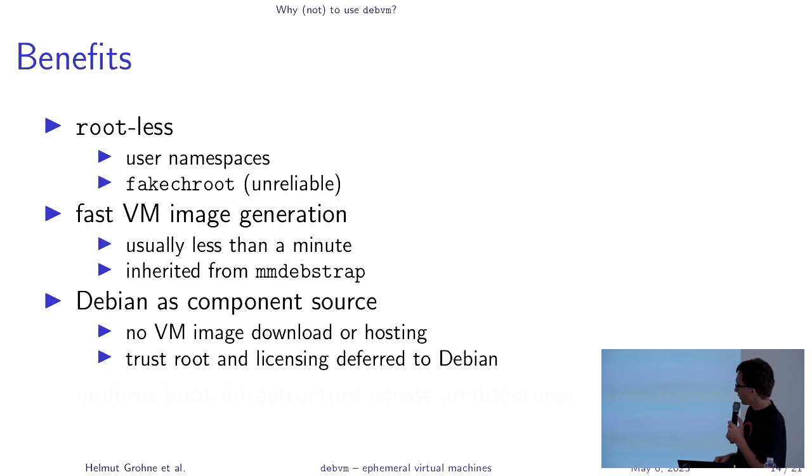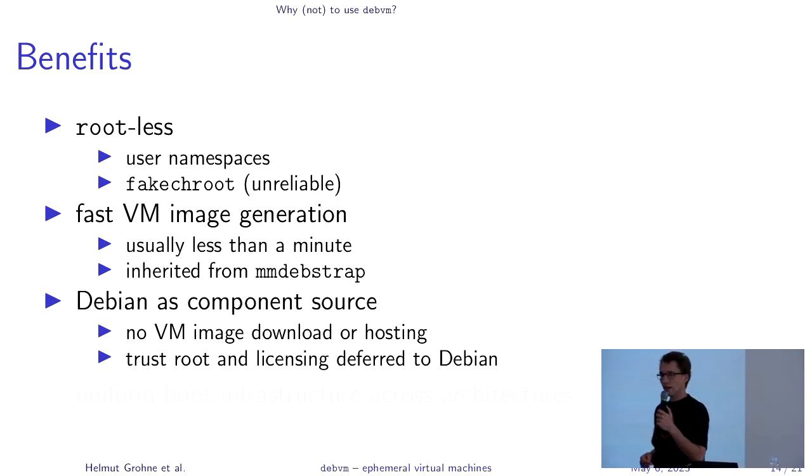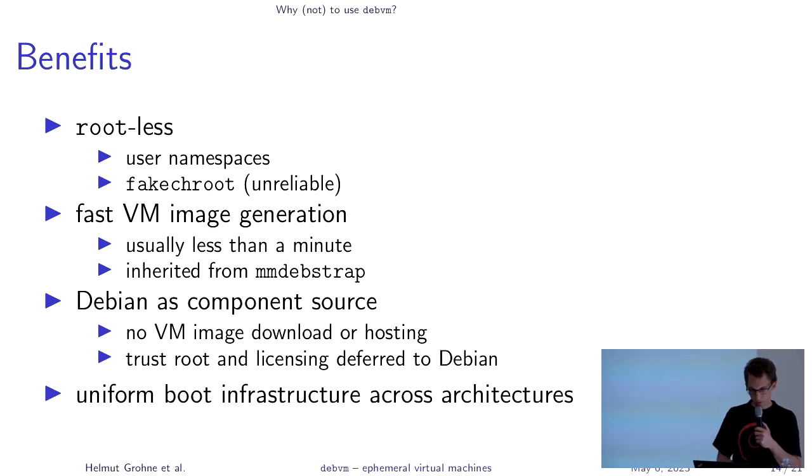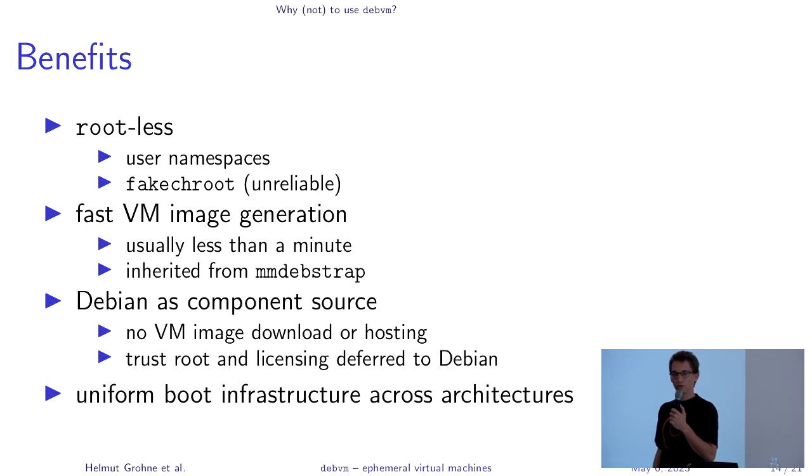And the third aspect that I really like is it's using Debian as a component source. That means I don't have some storage of VM images that I have to download and trust. My trust root here is the Debian archive and the Debian keyring. So when you construct an image, it just verifies that signature, downloads that stuff, and then you have your image. And that makes things rather easy. Yeah. The uniform boot infrastructure is also something I like about it, which is inherited from not doing bootloaders.